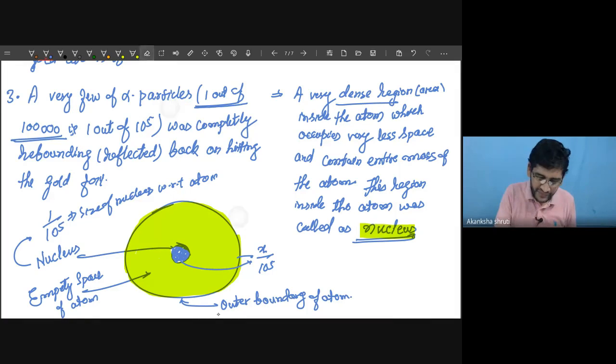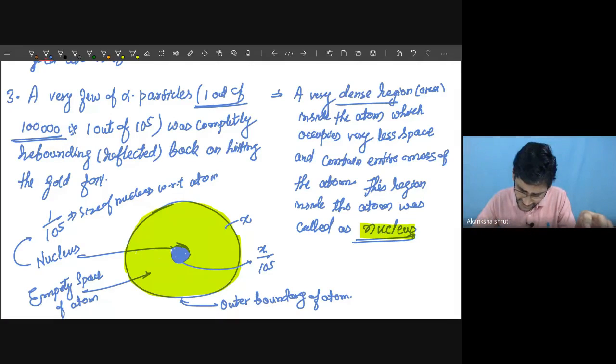Are you getting? It is this way. It's simple. Means this entire volume is X, then the volume of this nucleus will be X by 10 to the power 5. Get it? So this way it was proposed that the atom itself is very small, but is still smaller than that. Inside that there is a nucleus.